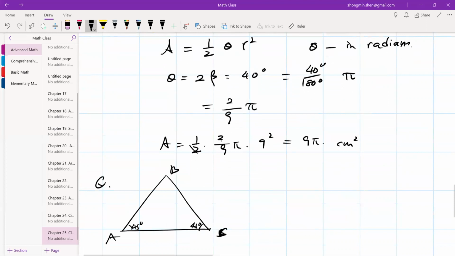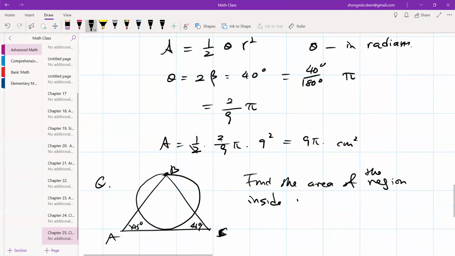Okay, what I'm going to do is a circle is drawn, passing through B. Okay. Find the area of the region inside the circle but outside the triangle.